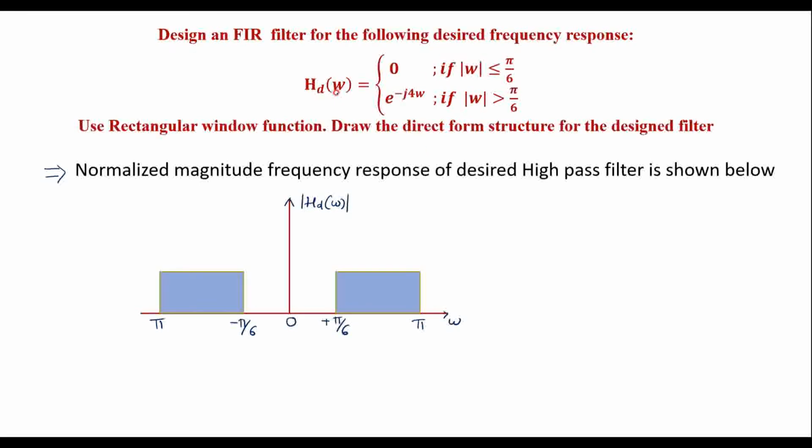Similarly, this is minus pi by 6 and this is minus pi. So here the value of HD of omega is 0 if omega is less than or equal to pi by 6. Here we can see that HD of omega is 0 from 0 to pi by 6, and on the negative side also it is 0 from 0 to minus pi by 6, and its value is e power minus j4 omega if omega is greater than pi by 6. That is pi by 6 to pi, its value is e power minus j4 omega.